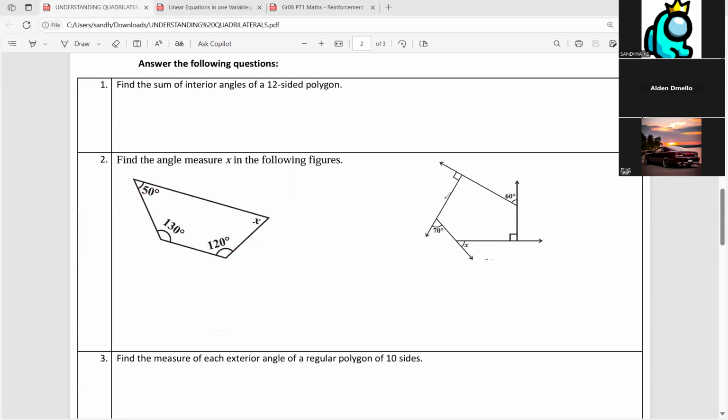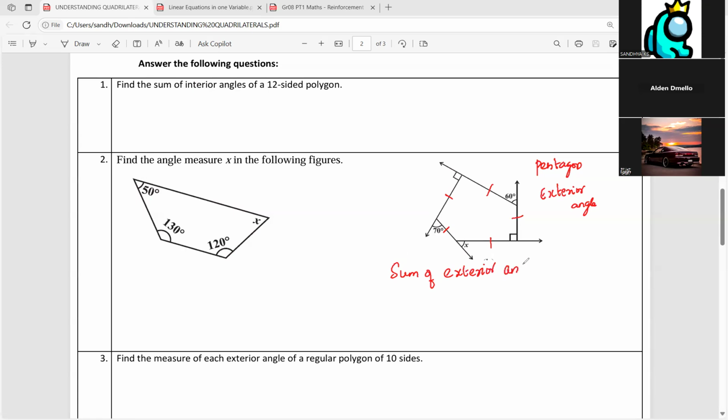Next, for this one, how many sides? 1, 2, 3, 4, 5. 5 sides, so it is a pentagon. Sum of interior angles is 540 degree. Wait, here what do we need to find? We want to find the value of x. So x is what type of angle, interior or exterior? It is an exterior angle.